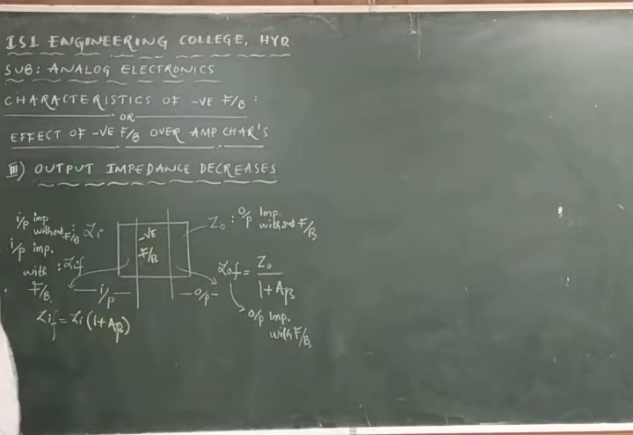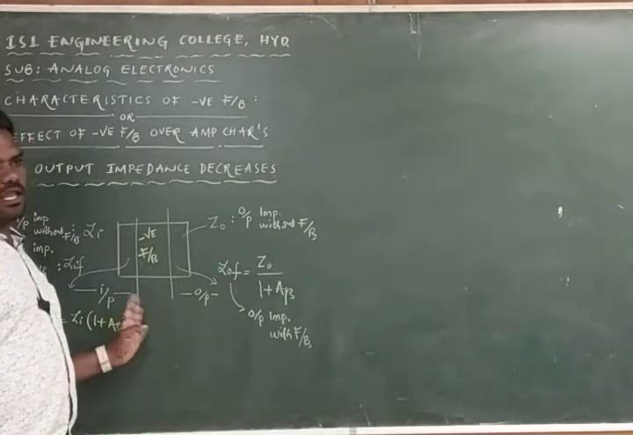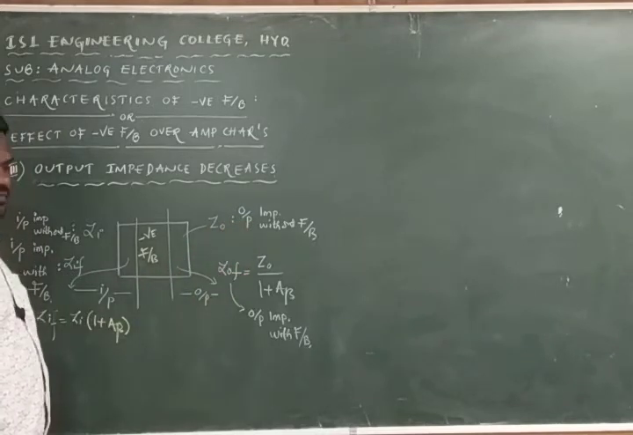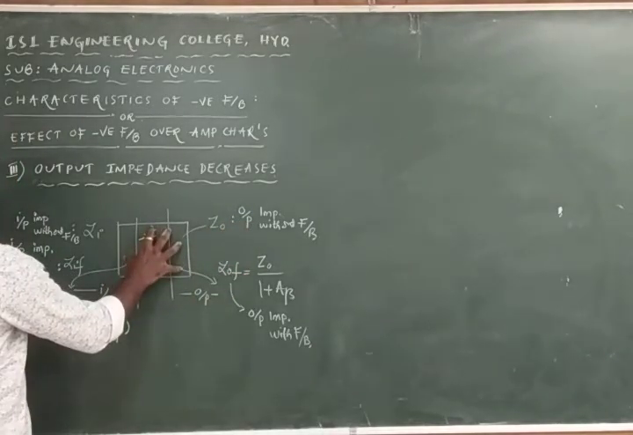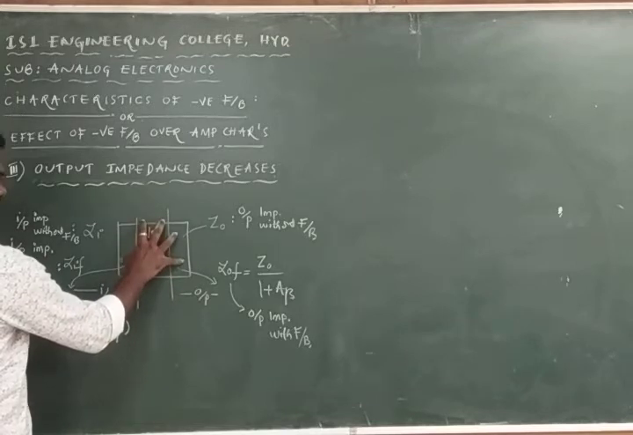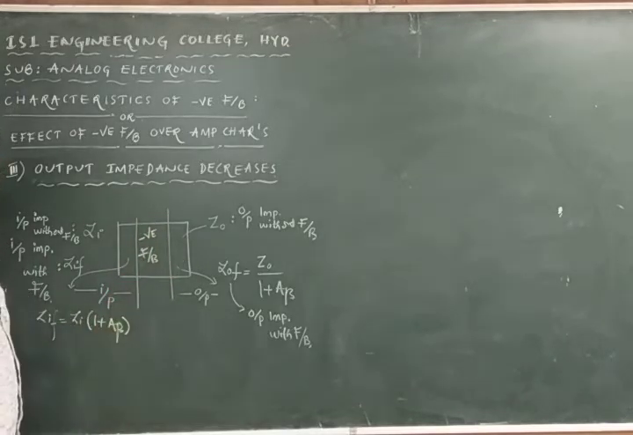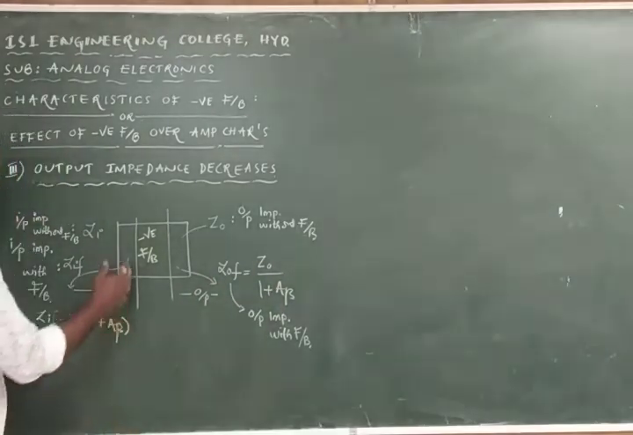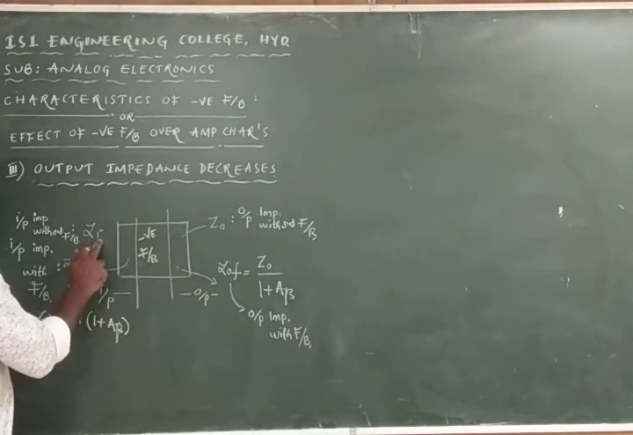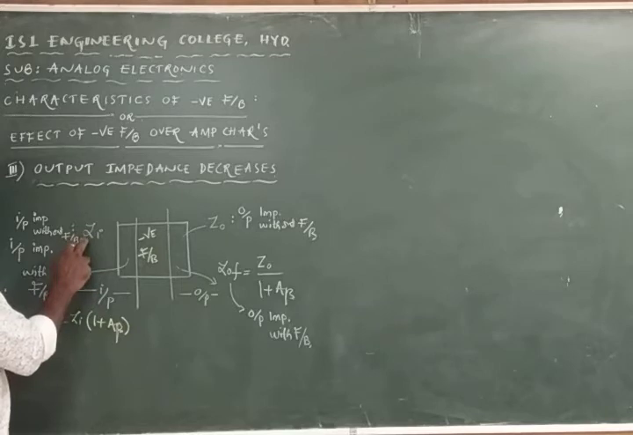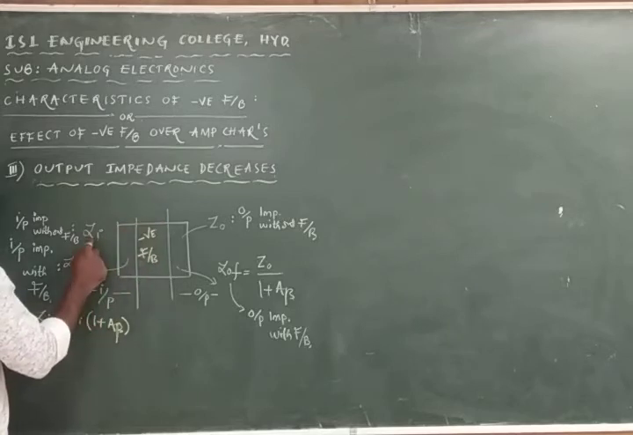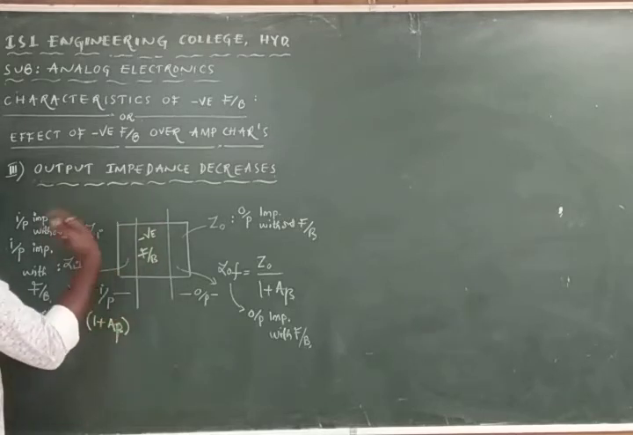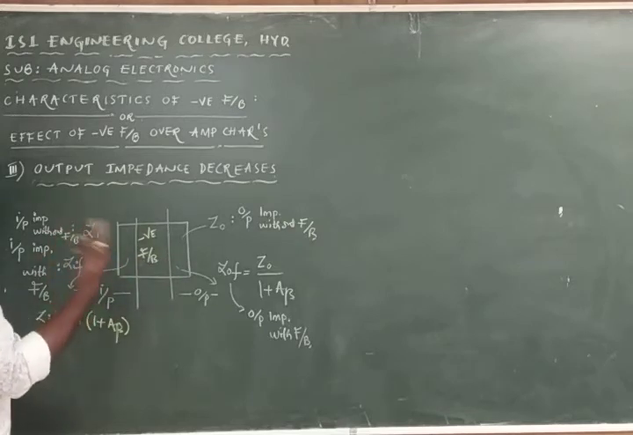So this diagram explains the effect of negative feedback on the input impedance and the output impedance. Assume that this is an amplifier which is employed with negative feedback. This is the amplifier section, this is the input, and this is the output. Without negative feedback, it has input impedance Zi. Z is impedance, I stands for input. But after employing negative feedback, this input impedance is going to be affected.